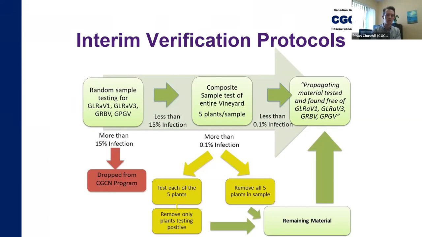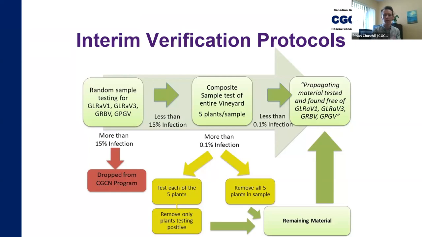If that composite sample is found to be more than 0.1% infected, the nursery has the option either of testing each vine in that sample individually and removing only the infected ones, or to remove all vines in the composite sample. Once the vineyard is tested and confirmed clean under the 0.1% threshold, the plants propagated from those vines are deemed verified through CGCN-RCCV. Although, like all certification programs, no warranty is necessarily given on the final plant.